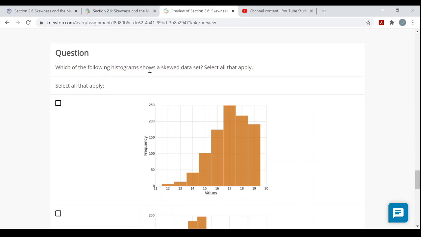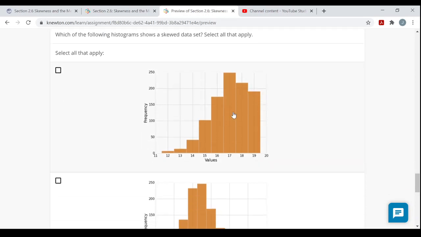Which of the following histograms shows a skewed data set? So you see how this one here is bulkier on the right and thinner on the left, looks more stretched on the left. This is skewed left. That's a skewed left set.